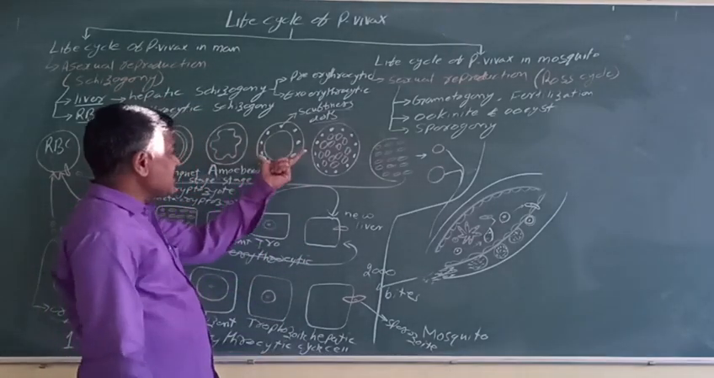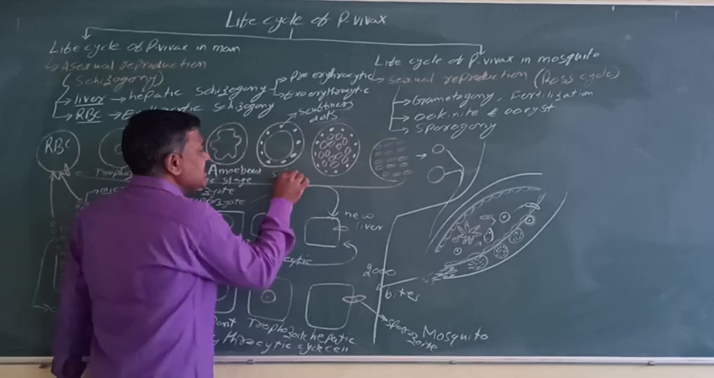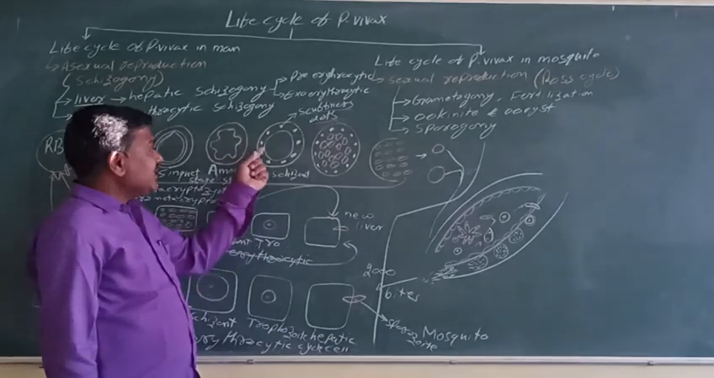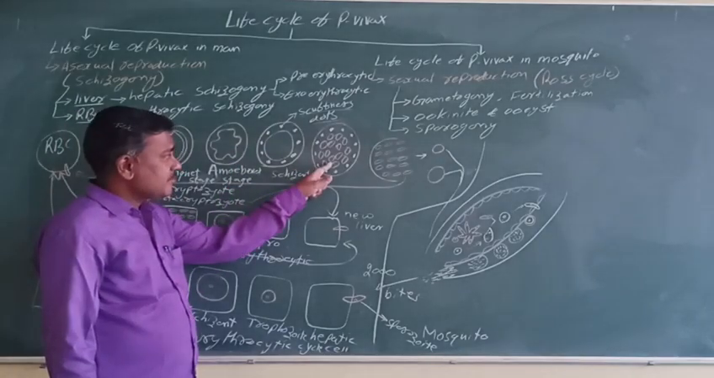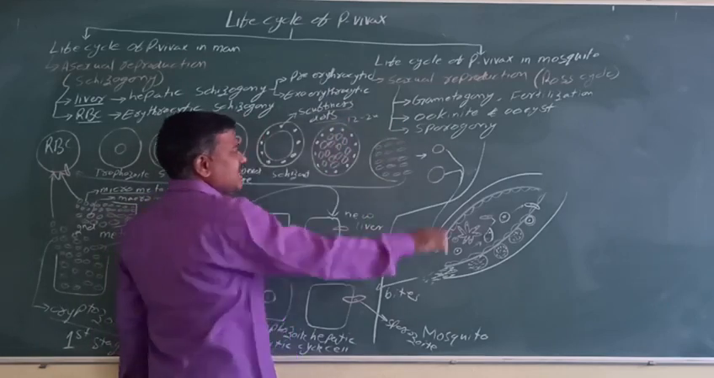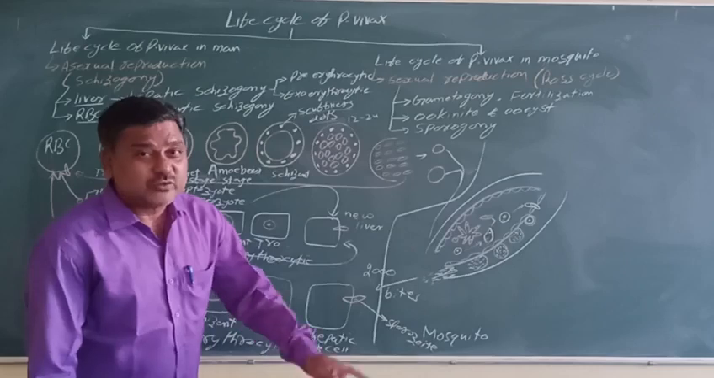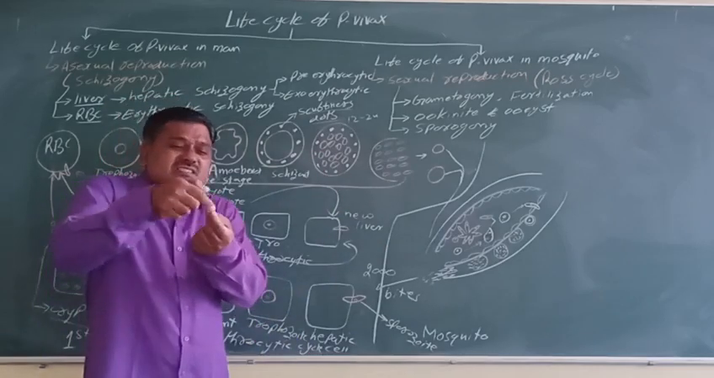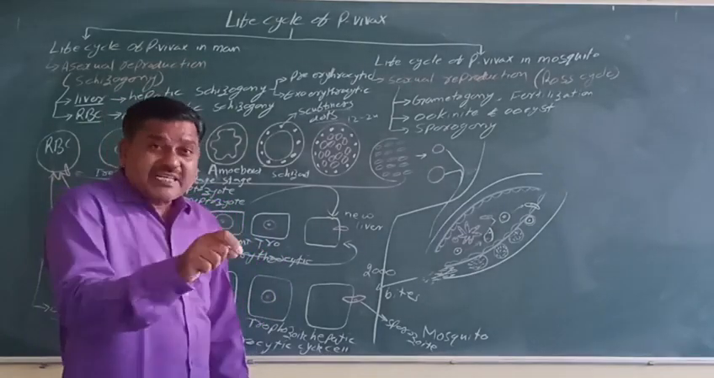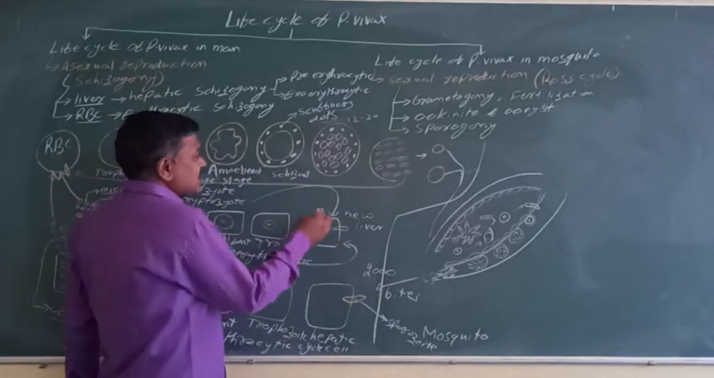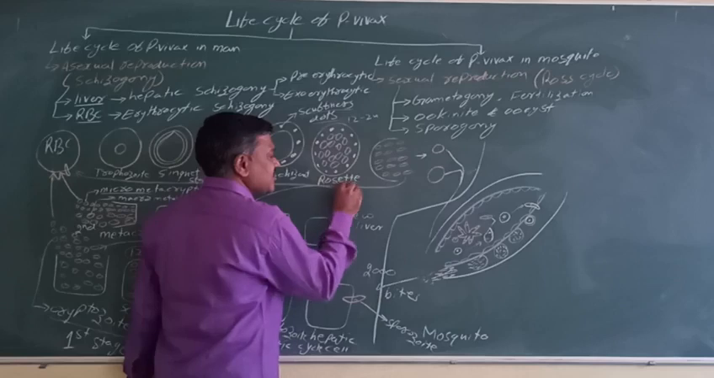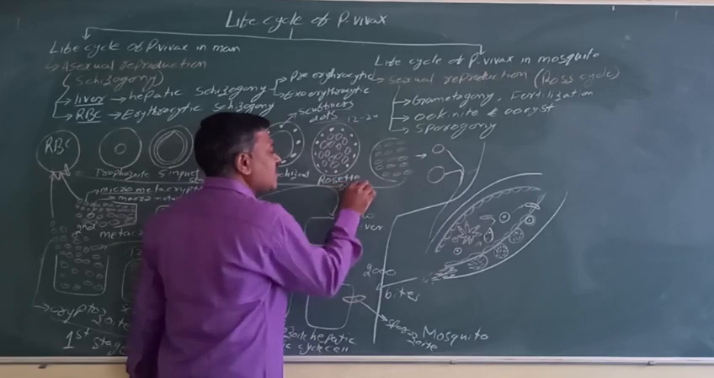When it increases in size, we call it the schizont stage. It goes for multiplication. There is formation of 12 to 24 new cells, and these cells are arranged similar to the petals of a rose. That's why this is called the rosette stage.